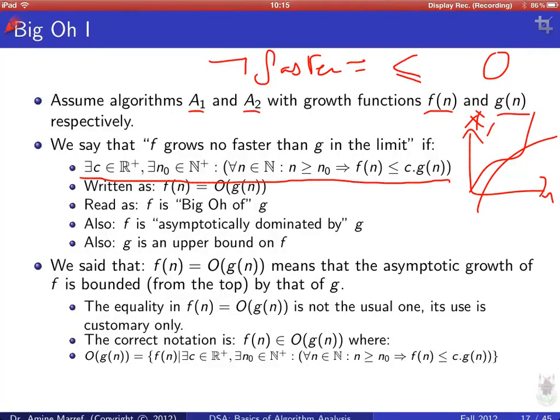So in terms of geometry visualization, this is what we have. We have our function f of n and c times g of n, and we said for all n which are greater than some n0, remember input size in this case we are representing by n, and this is the n0, after which f of n is always going to be less than or equal to c multiplied by g of n. This is the c which is a positive real number, and this is the n0 which is a positive natural number.